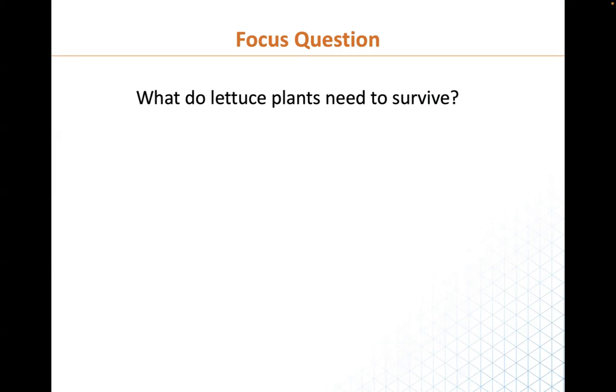Like before in respiration, we asked what you need to break down the lettuce plant, or what nutrient you get from the lettuce plant. But the lettuce plant itself needs to survive. What do they actually need for their survival?